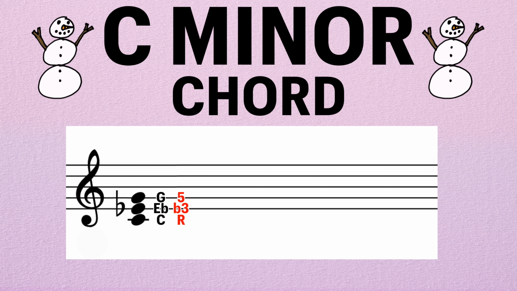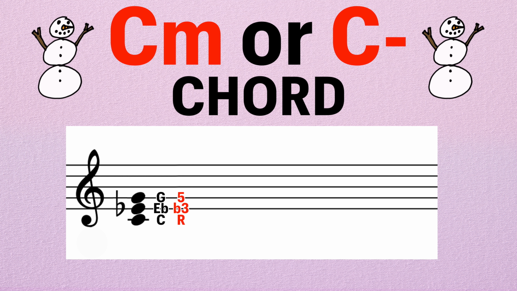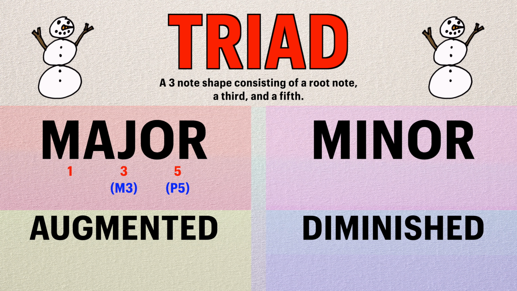Usually when written, a minor chord has a letter symbol followed by a lowercase m. So C minor would be C, lowercase m. Some musicians even use a minus sign as a replacement for the lowercase m. So, to briefly summarize, the minor chord consists of a first, a flatted third, and a fifth.